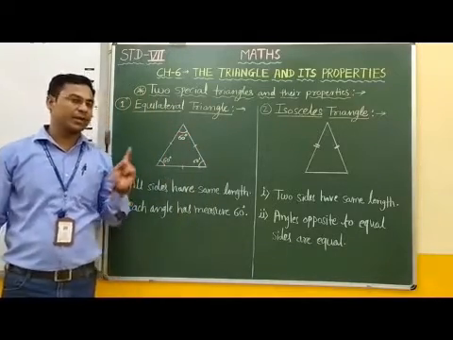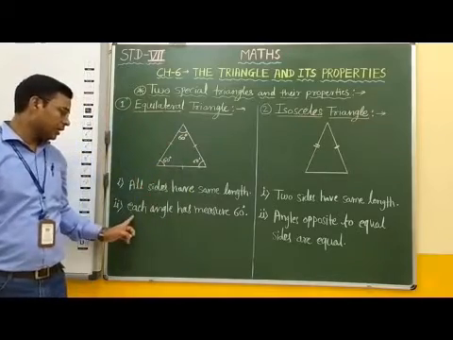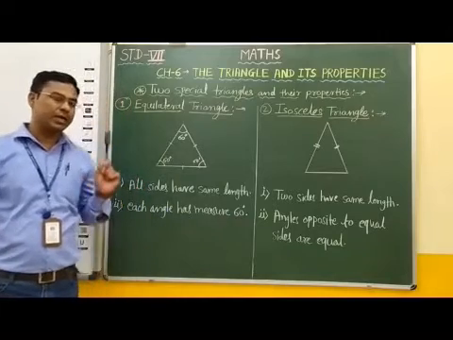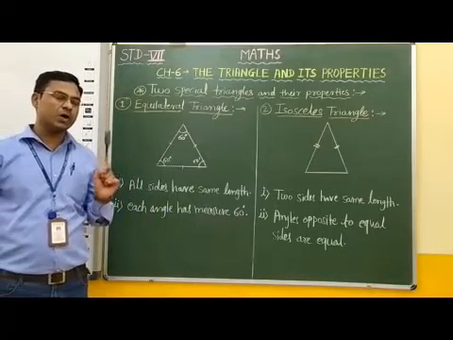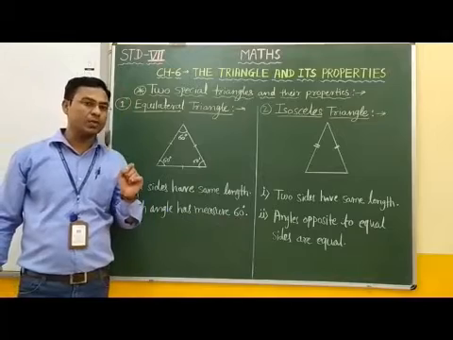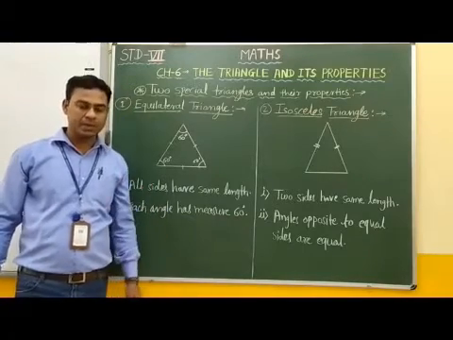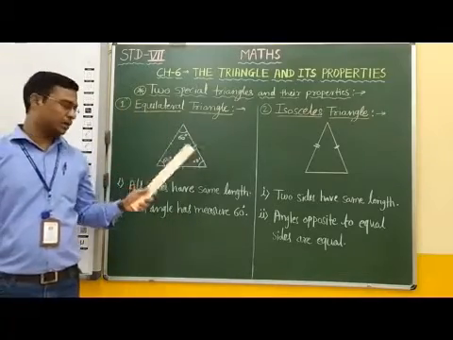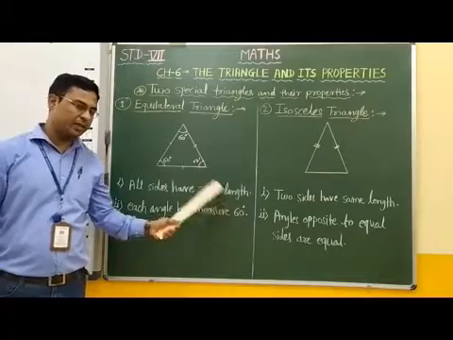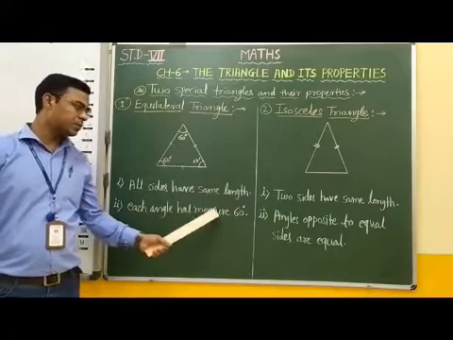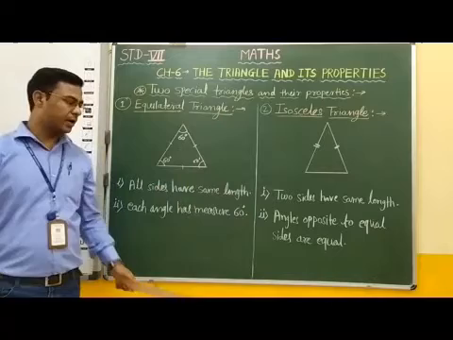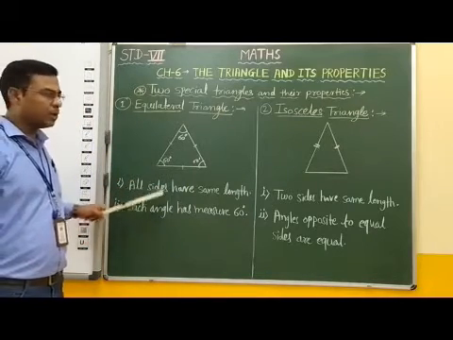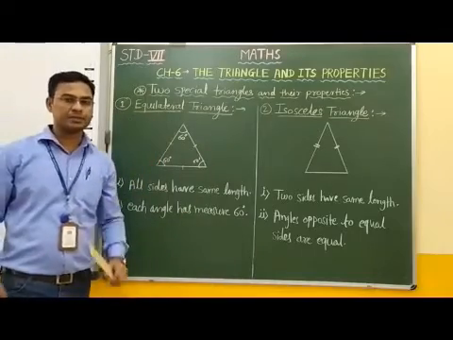Therefore, second property of equilateral triangle is each angle has measure 60 degree, or we can say that in equilateral triangle measures of all angles are equal, that is 60 degree. Therefore, we can say that in equilateral triangle all sides have same length and each angle has measure 60 degree, and these two are called properties of equilateral triangle.